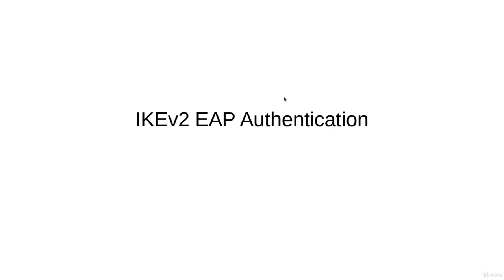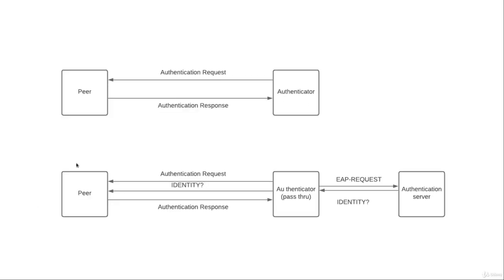Hello. In this lecture we will discuss using Extensible Authentication Protocol with IKE version 2. With EAP as the authentication method, IKE version 2 provides flexibility in authentication. EAP supports a wide variety of authentication protocols. Some EAP methods require a backend RADIUS server, and others can be terminated on the VPN gateway without relying on an authentication server.